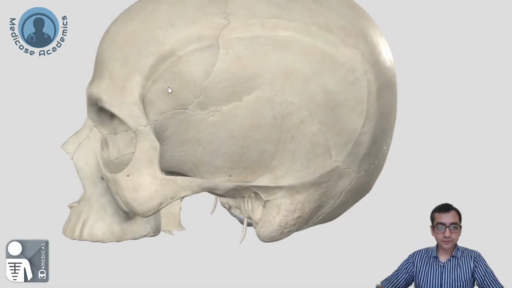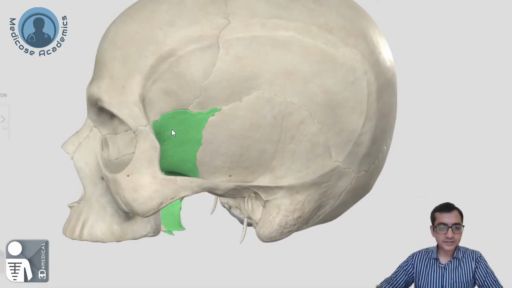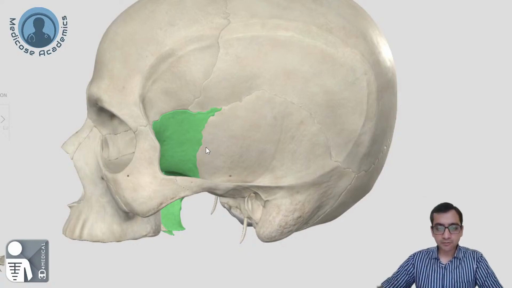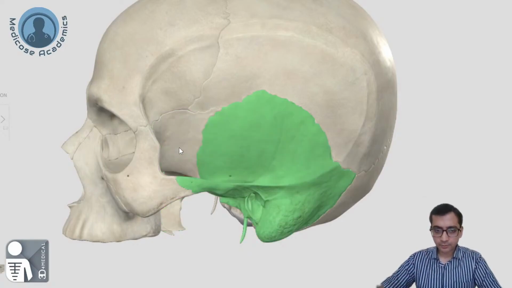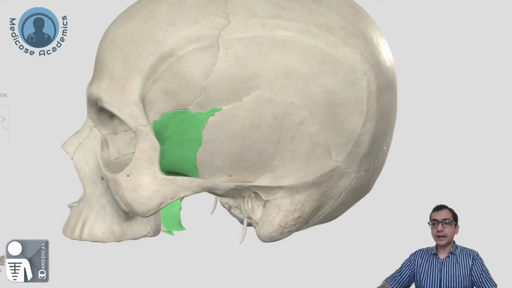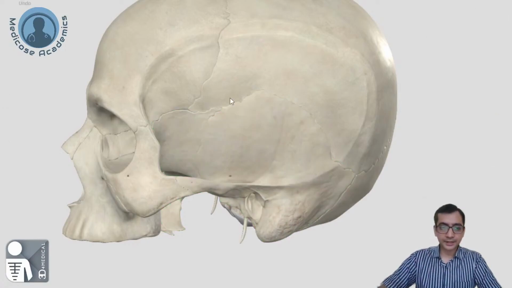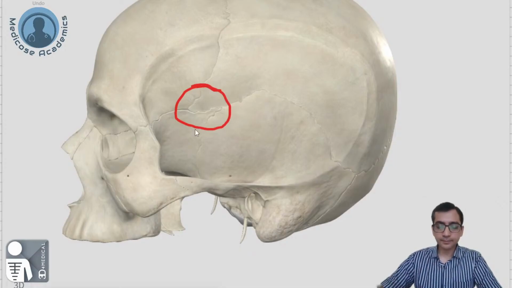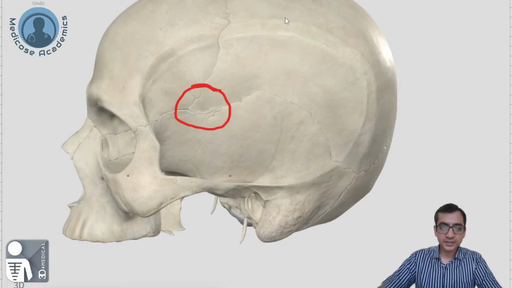Then there will be a suture between the frontal bone and the sphenoid bone. The name of the suture is simply the name of the two bones: fronto-sphenoid suture. And there will be sutures between the squamous part of the temporal bone and the sphenoid bone. And the thing that you must remember right here is this point. Here the four bones are meeting along with their sutures. This is known as pterion. This is known as pterion.